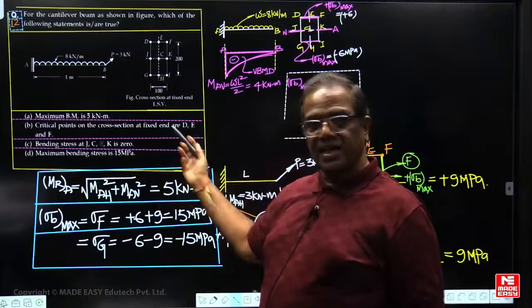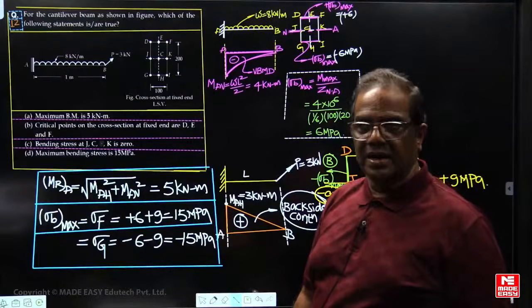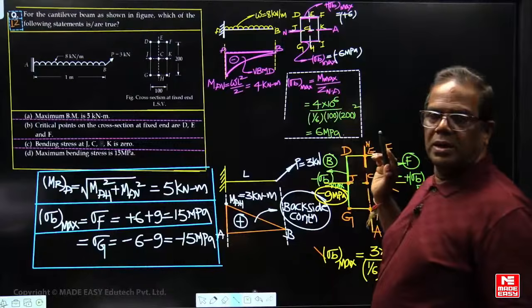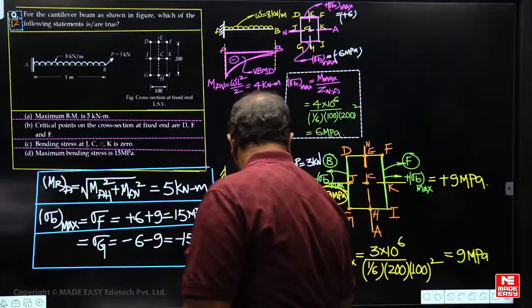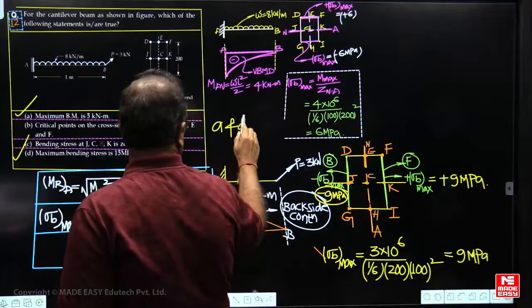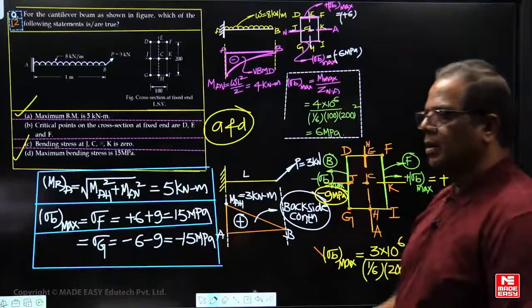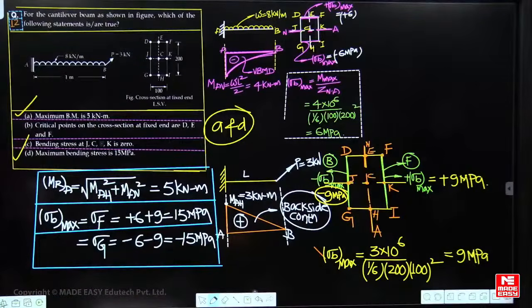Bending stress at JCK is 0. J is not 0. Here it is 0. But here you are getting what? A minus 9. So what is the bending stress at J? Minus 9. But the bending stress at C? 0 and 0. But the bending stress at K? Here 0 and here plus 9. So this statement is incorrect. So the answer is what now? A and D. A and D. A and D.